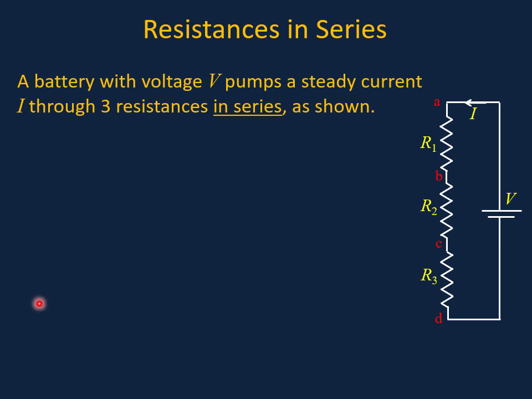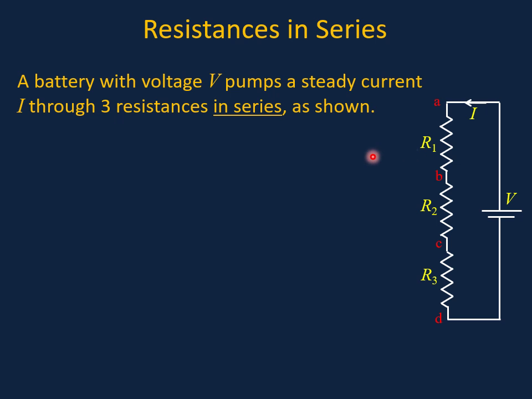Resistances in series and parallel. First, we'll consider resistances in series. So we have a battery here which is driving a current I through three resistors R1, R2, and R3, all of which are in series. Series means they are connected end to end.